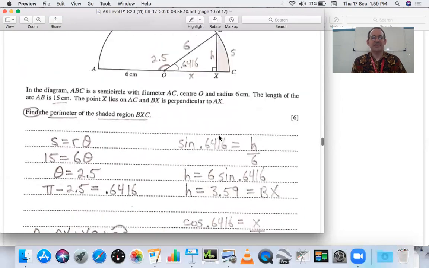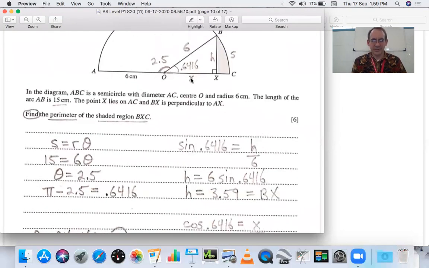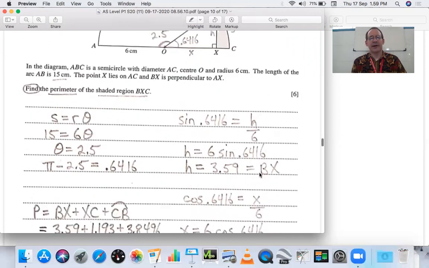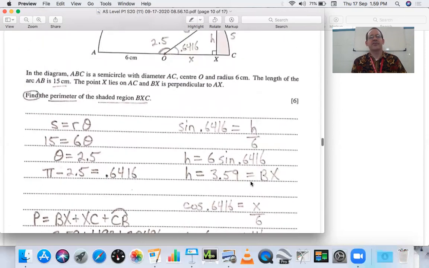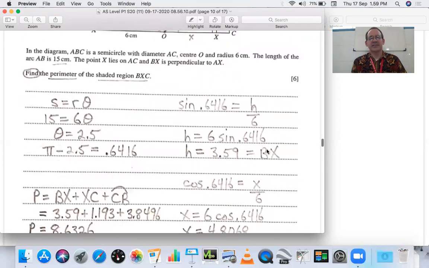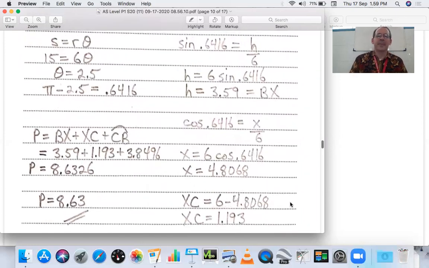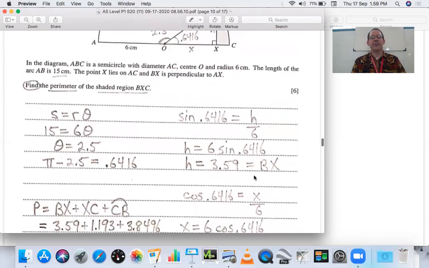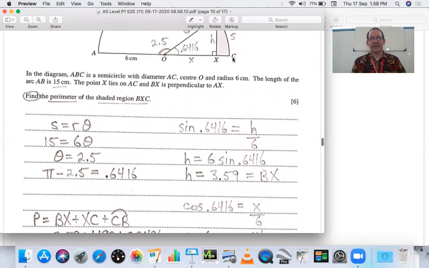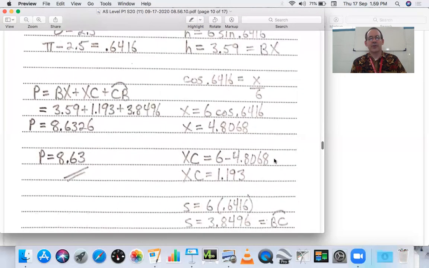Then solve for the adjacent side. Cosine of 0.6416 is adjacent over hypotenuse. Solve for that, and that corresponds to the OX part. So that's OX, I just put it as X here. And that comes out to 4.8068. Now remember, we don't want OX, we want XC. So the whole radius is 6, minus the X will give us that little section in there. So we want 6 minus that value, which gives us 1.193. That is the XC part.